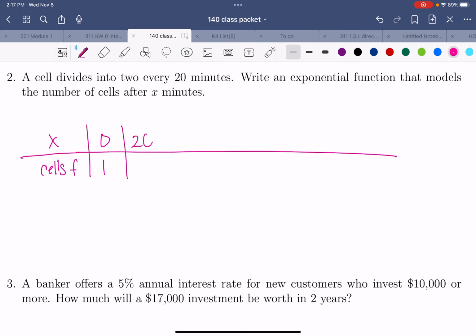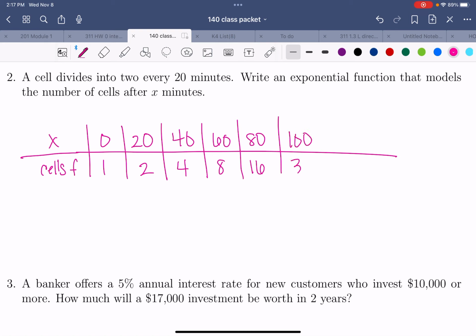So at time 0, we have 1 cell, and it's going to divide into 2 every 20 minutes. So after 20 minutes, that 1 divides into 2. After 40 minutes, the 2 that I had at the 20-minute mark are going to split into 2, and I'm going to end up with 4. At 60 minutes, my 4 becomes 8. At 80 minutes, my 8 becomes 16. At 100 minutes, my 16 becomes 32, so on and so forth, okay?